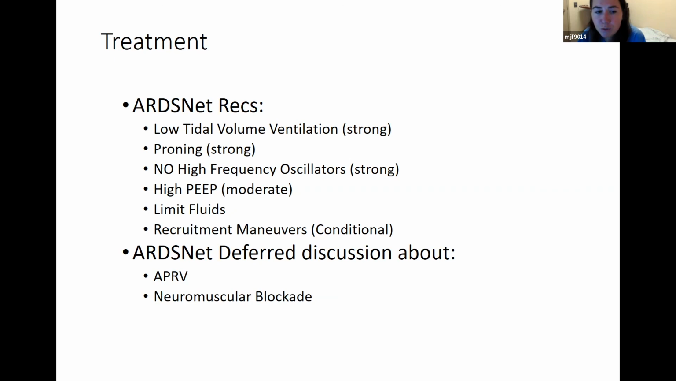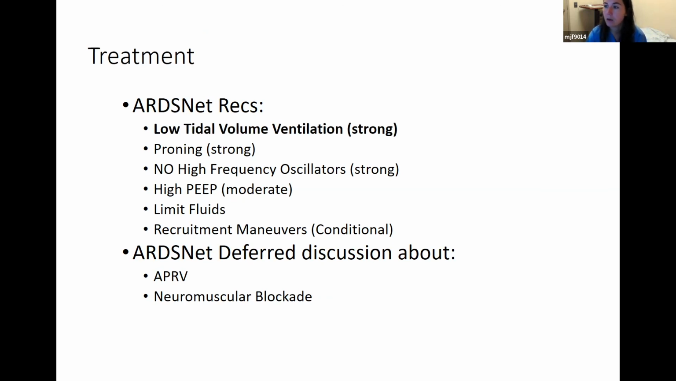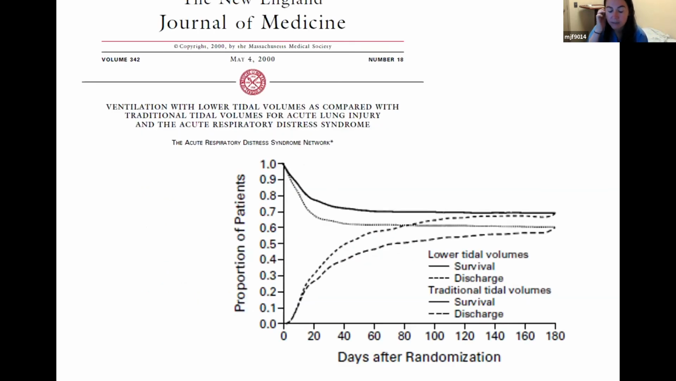And so there were two big things that, based on the research, the ARDS network came out strongly in support of. And the first one was low tidal volume ventilation. And so low tidal volume ventilation is defined as like 4 to 8 cc's per kg of ideal body weight, and then a P-plat of less than 30 centimeters of water.